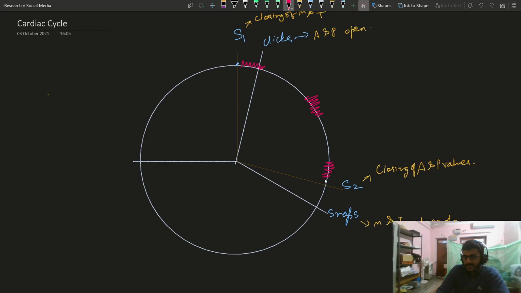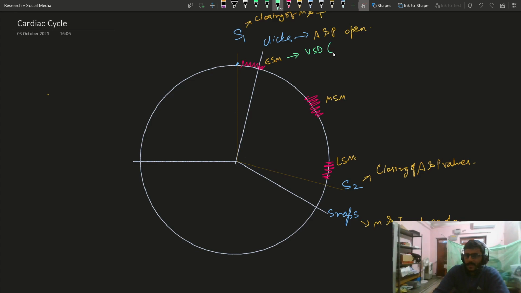After S2, we enter diastole. So we are going to label them as such: ESM, early systolic murmur, mid systolic murmur, late systolic murmur. Now, for each of these, we are going to give some examples. Early systolic murmurs will be ventricular septal defect.